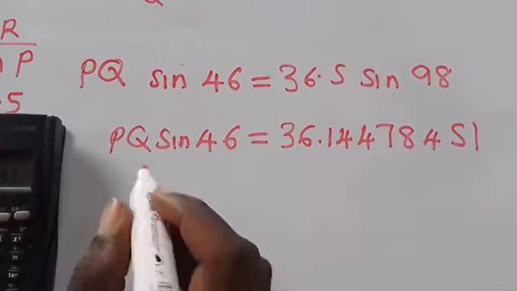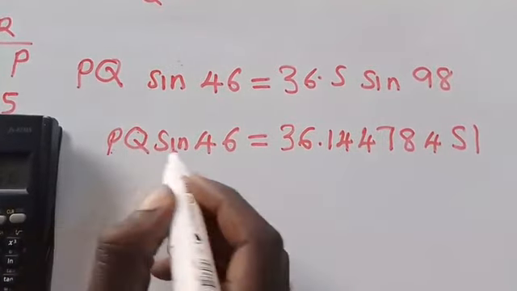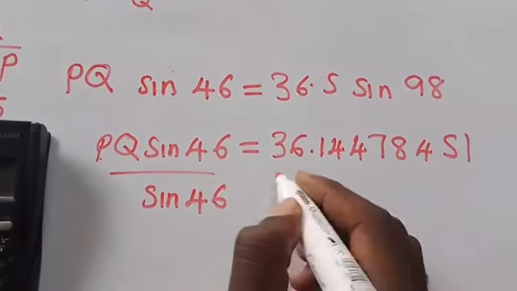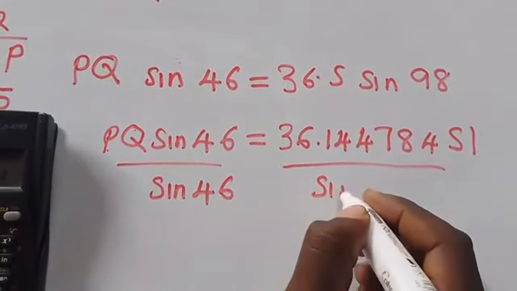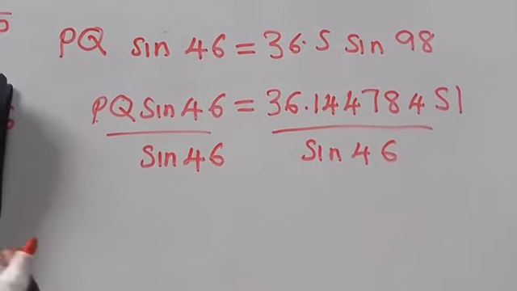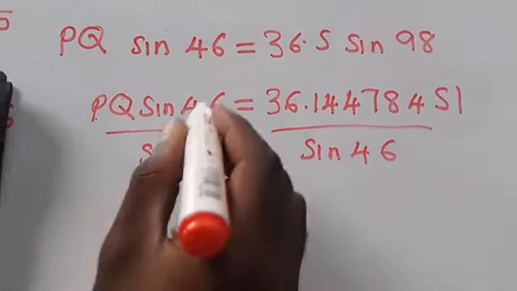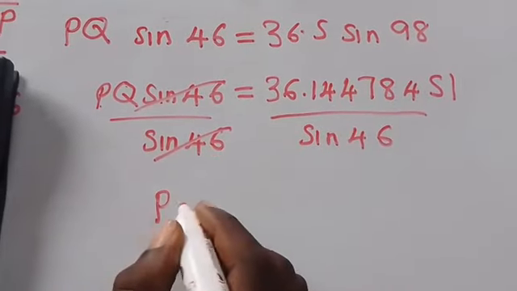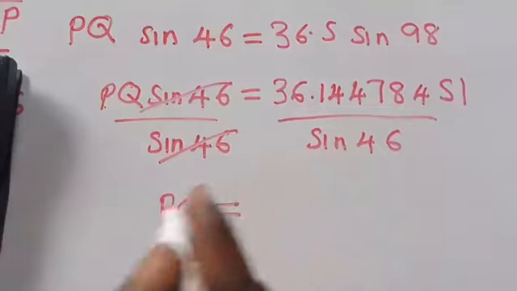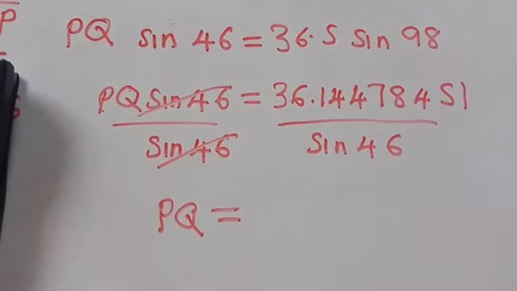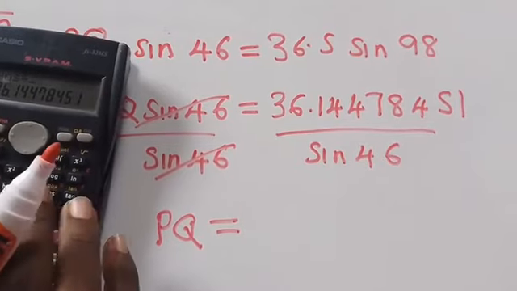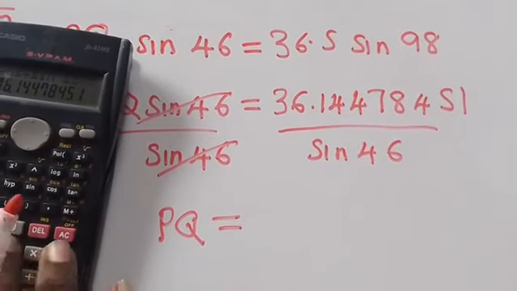Since I want to find PQ, I divide both sides by sine 46. Then this one and this one will cancel, and I'm going to remain with PQ, which is equal to. This answer is already displaying on my calculator, so I just need to press divide by sine 46.